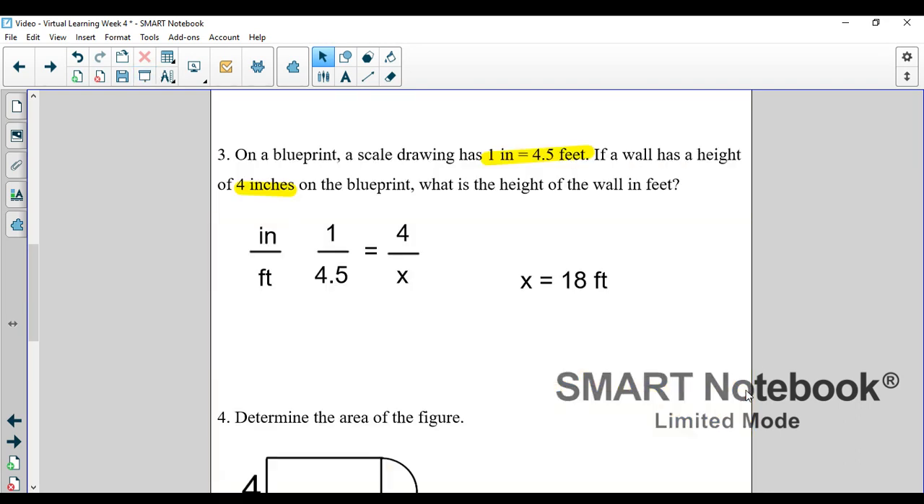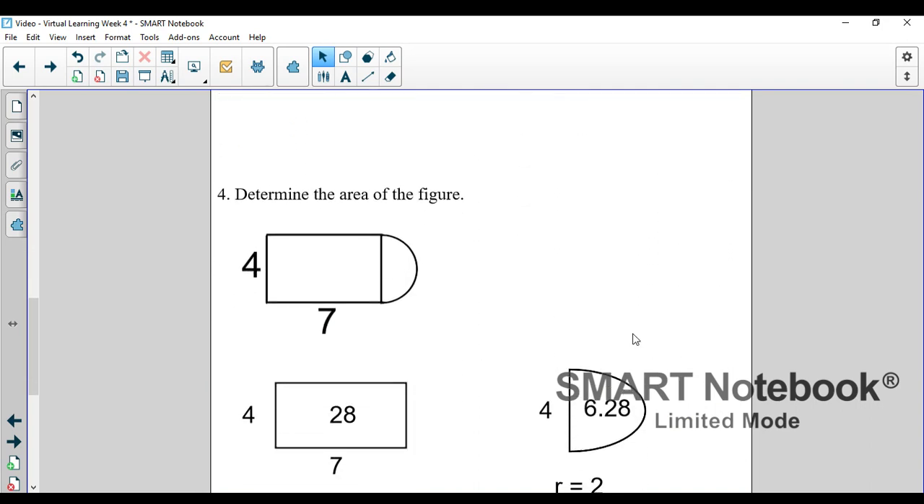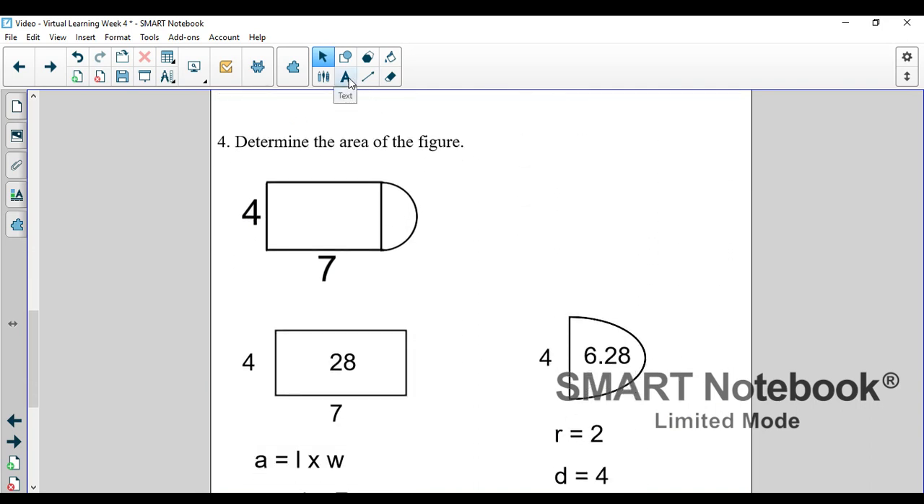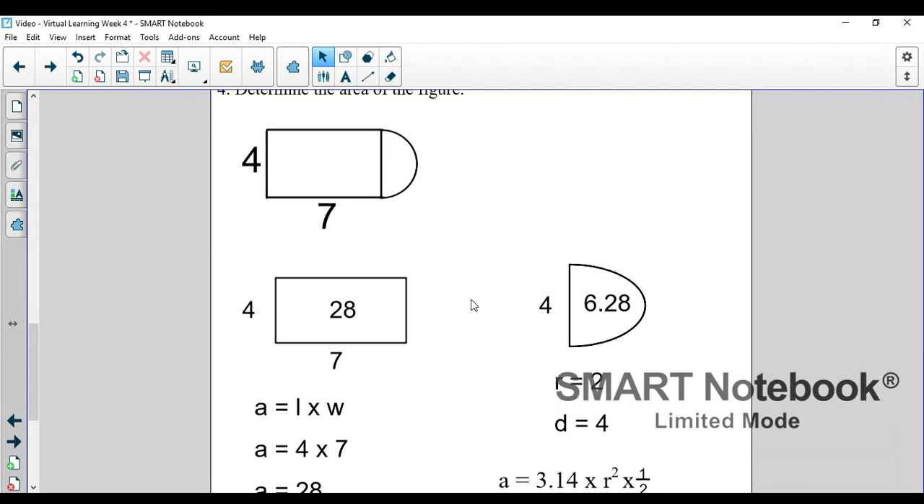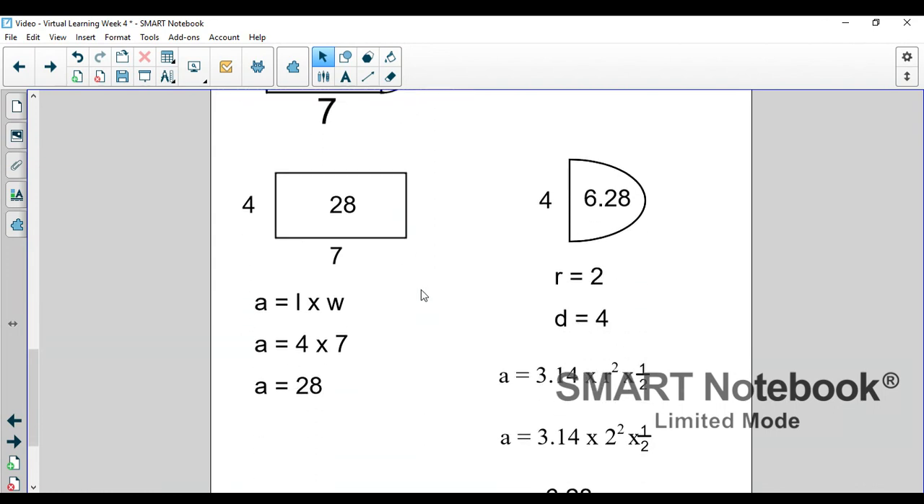And then the last one, number 4. Well, in this problem, I have 2 things going on. I want the total area. So again, the other day we did one that went around the figure. This one wants the total inside. Well, I have 2 shapes. I have a rectangle with a length of 4 and 7, and then I have a semicircle with a diameter of 4. To find the area of a rectangle, I can do length times width. 4 times 7, that gave me 28.